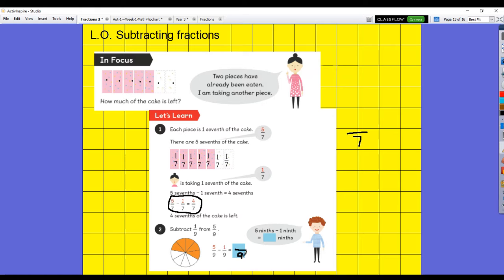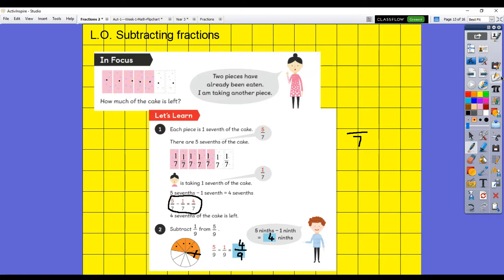And then what is 5 take away 1? That's right, 4/9, okay? So 5/9 take away 1/9 is going to be 4/9, okay? So 1, 2, 3, 4, 5 is shaded. If we just cross 1 out, that means we're going to have 1, 2, 3, 4/9 left, okay? So we've got our calculation and then we've got our pictorial representation here to prove we are right, okay?